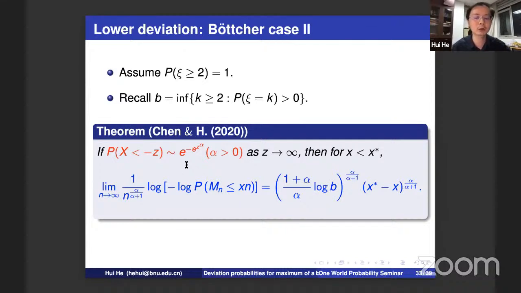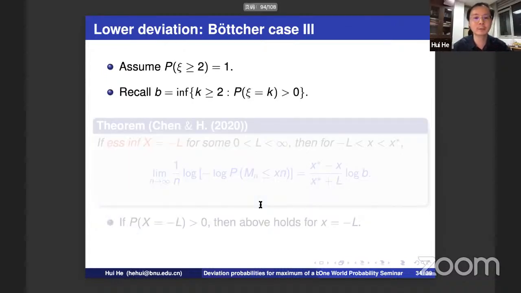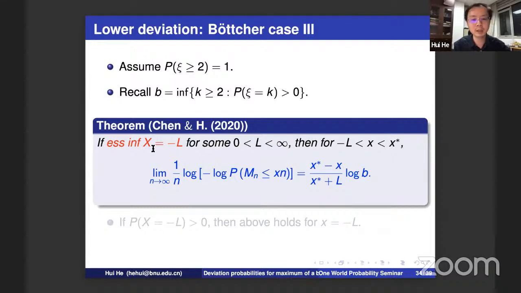This means that if you assume that the left tail decays exponentially, then the lower deviation probability also decays double exponentially. Okay, right? So this is the second case in the virtual case. Then the third case we want to say is that if x is bounded below, we still need to assume that we are in the virtual setting. So if the essential infimum of x is just minus L, so it means it's bounded below, then the lower deviation probability still decays double exponentially.